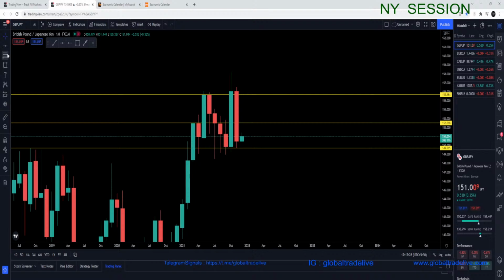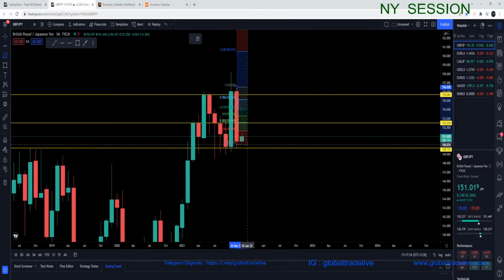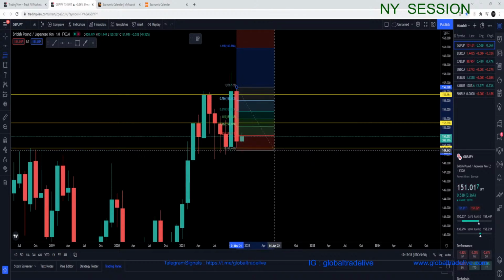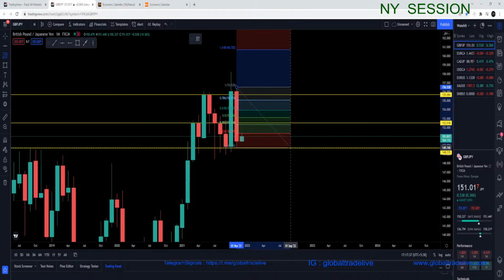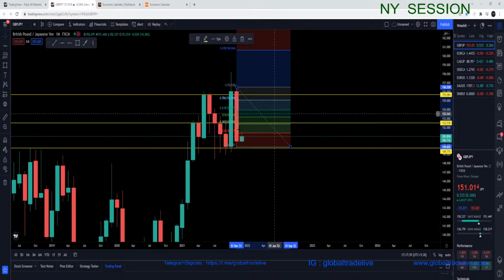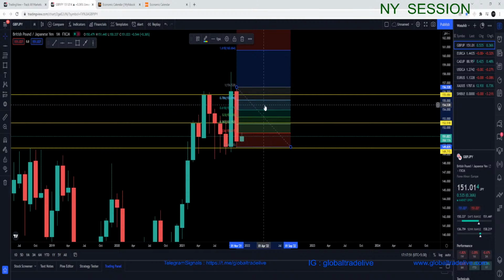So if I mark a Fib retracement over here, the market went down till this area, okay, and if it starts to go up, then this will be the 61% area, which is 153.875. So can the monthly candle move up to this level? I don't think so.